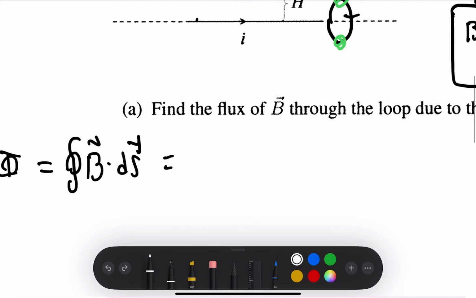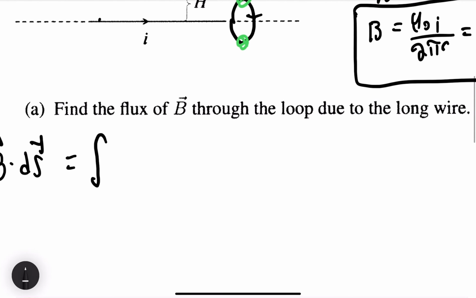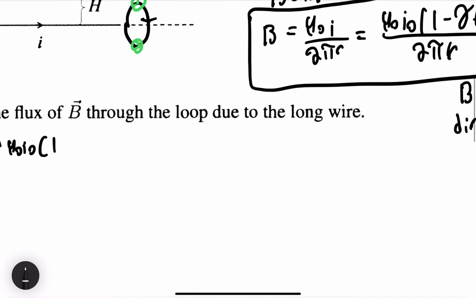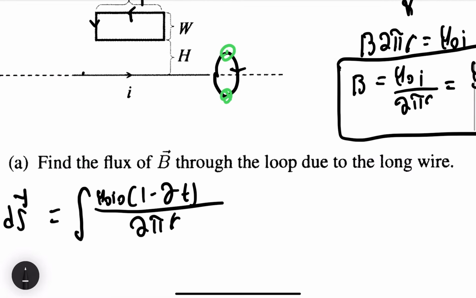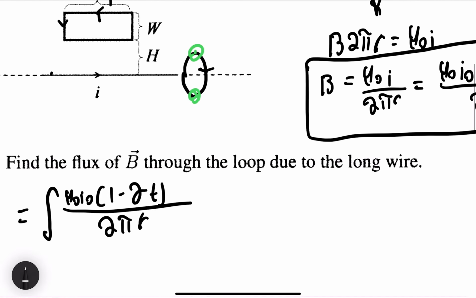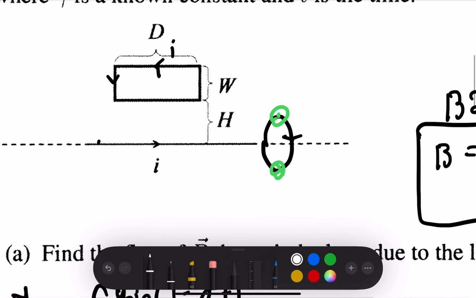So we're going to have to integrate over the magnetic field that we got, which is mu naught I naught (1 minus gamma t) over 2 pi r. And then ds is the area. But again, if I draw the loops again, so say, let me just draw 2 loops for now.